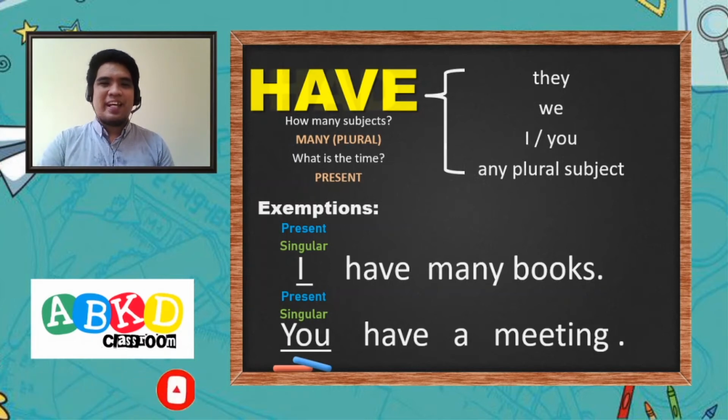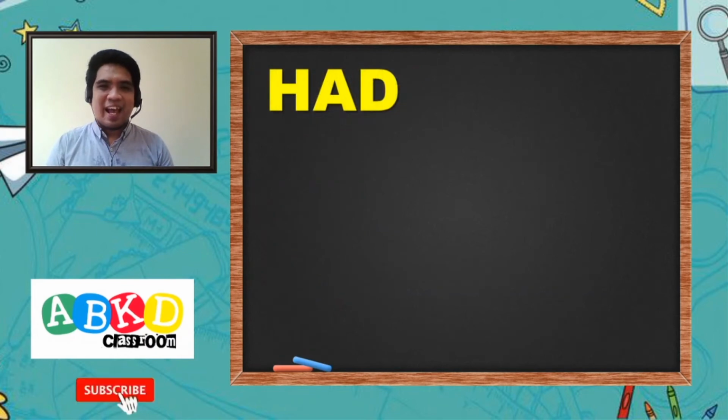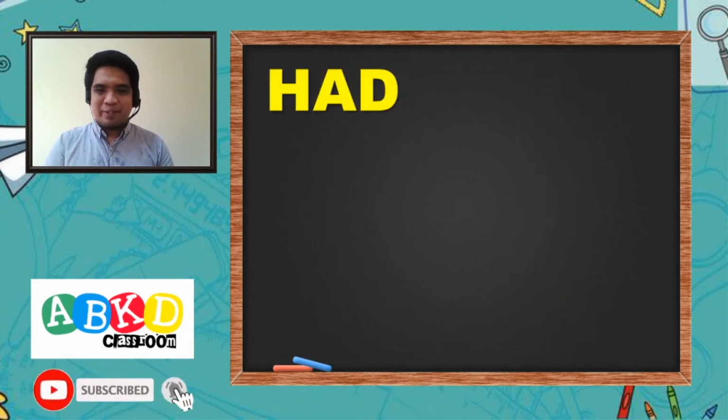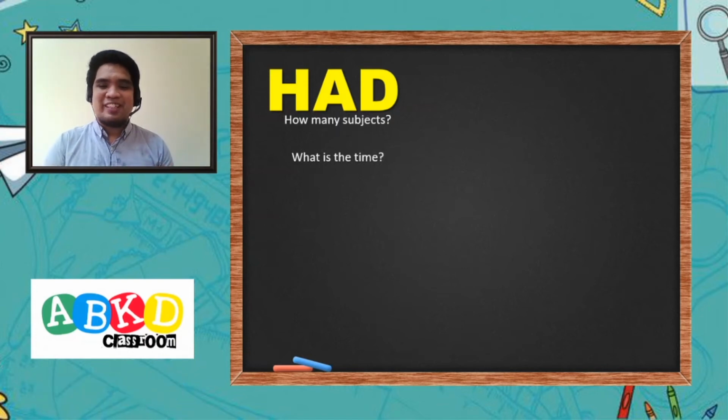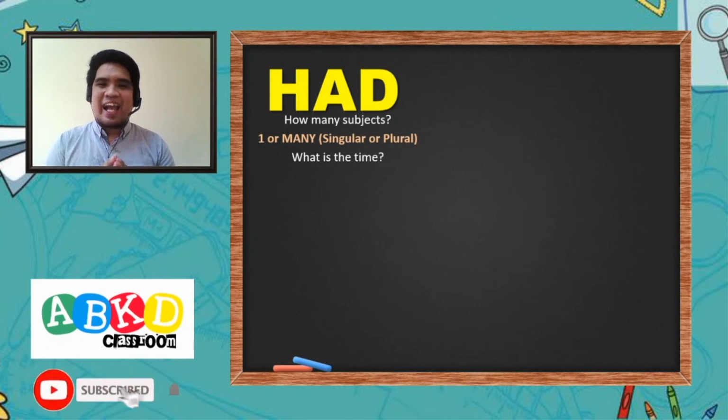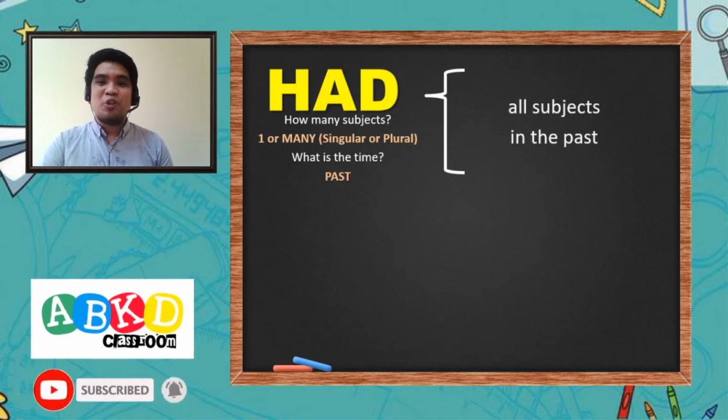Okay? Next, let's have the word had. Let's ask the same question. How many subjects and what is the time of our sentence? So sa had, either one or many, it's okay. Either singular or plural, walang problema. So ano yung time natin? Of course, it is in the past. Okay? So what are the words that we can use? We can actually use all subjects in the past.